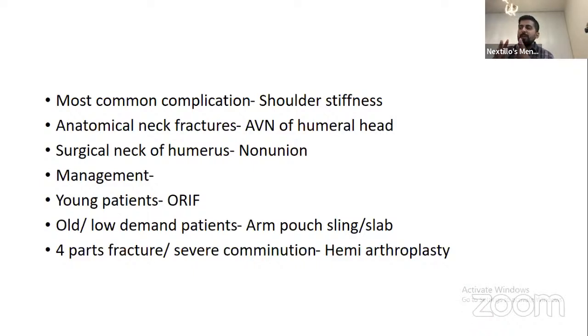Now, in an elderly osteoporotic patient, if there is severe comminution or a 4-part fracture or multiple pieces of the fracture, then the preferred treatment is a hemiarthroplasty, which is replacement of the head of the humerus.